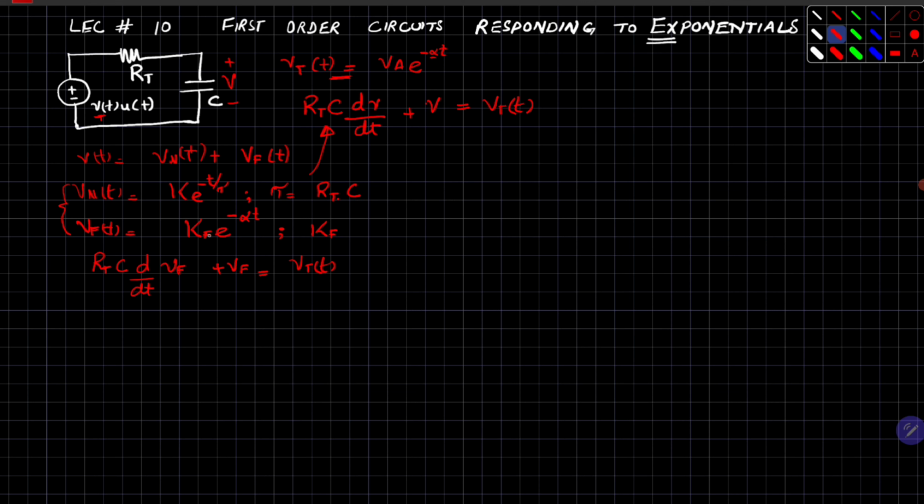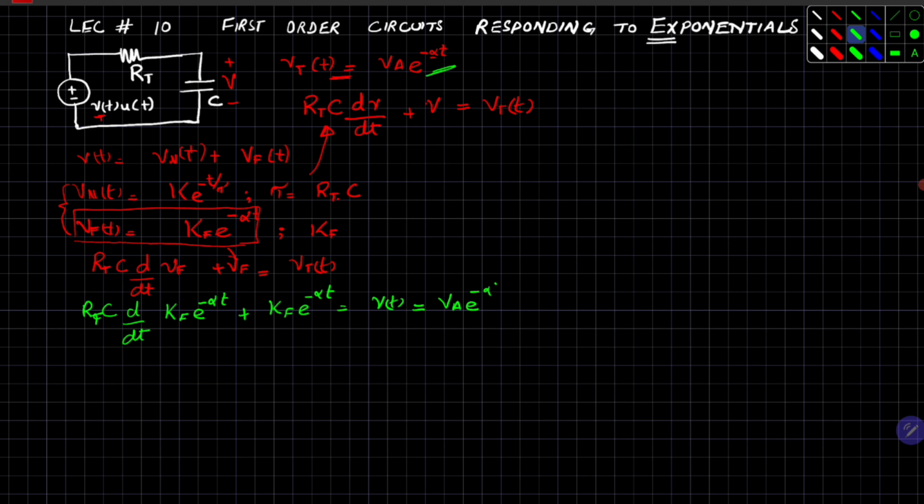So we have evaluated this Vf of t, and we will replace it here. We get R Thevenin times C into d by dt of kf e raised to power minus alpha t plus kf e raised to power minus alpha t is equal to V of t. And this V of t, as we already know, is equal to Va e raised to power minus alpha t. This derivation is a little bit tedious, but after we complete this derivation, I'll tell you some shortcuts to understand and memorize this type of equation.